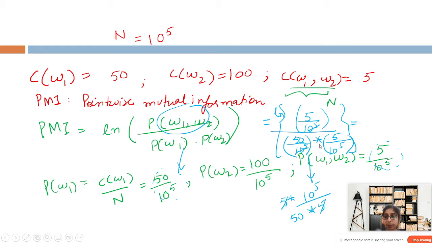Ma'am, the second term should be 100, not 5. Yes, yes, it should be 100. This is the count of the second word, right? And already we have 50 over here in the denominator, and we are to take the natural log of it. So let me just rewrite it.